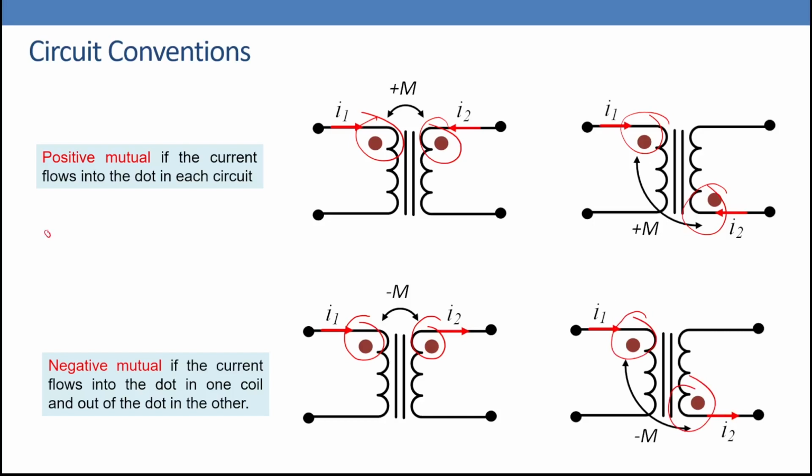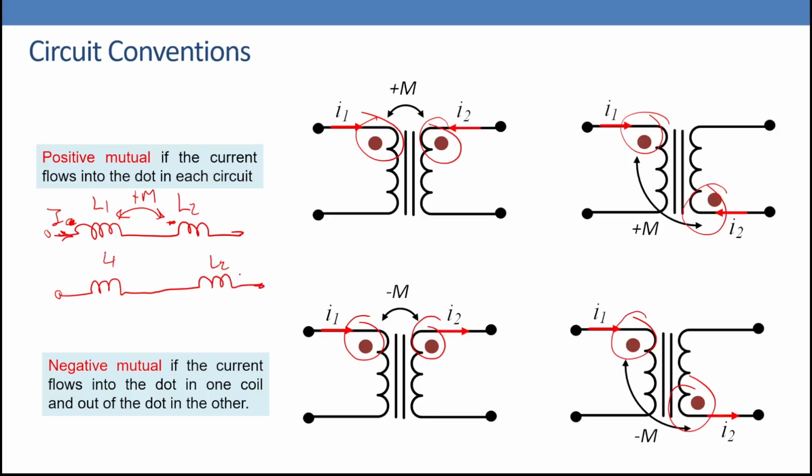Let's take another example here. We have coil number 1 and coil number 2, with L1 and L2. The dot is here and the dot is here, so that is positive mutual because the current is in for both dots. If we have a coil like this one, and that one will be the second coil, L1, L2, the dot is here and the dot is here, so the current is in and the current is out, so that is negative mutual.